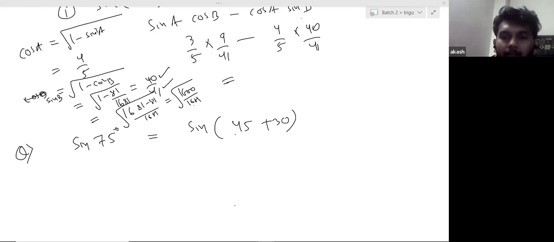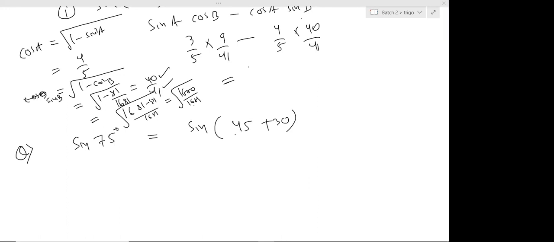Have you solved this, Rahman? This is a very easy question, right? You just have to use the formula. You have written down the formulas, I guess. Shaifullah, what is sine A plus B? Sine A cos B plus cos A sine B.